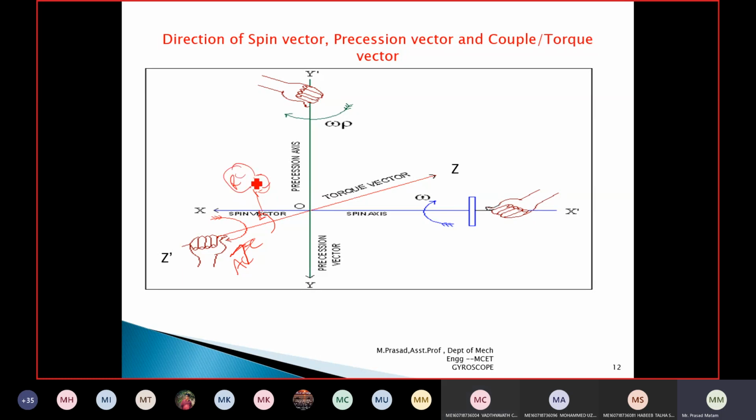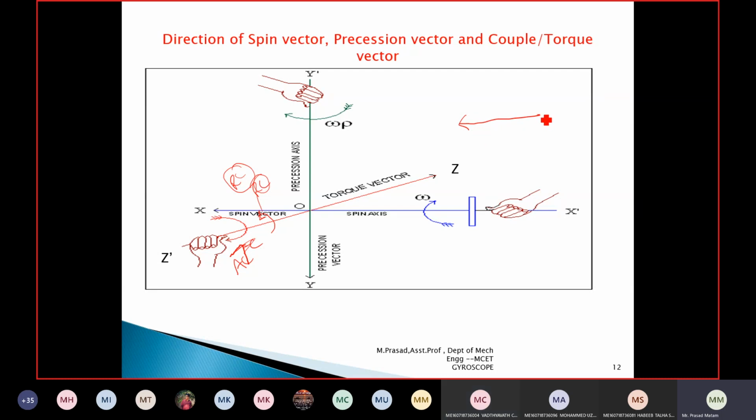Every time we consider the gyroscopic effect only due to the reactive couple. We don't consider the active couple. The gyroscopic effect we consider only due to the reactive couple. Got it? Again, I will explain. This is the spin. When the spin is rotating in clockwise motion, my spin vector will move in this direction. Yes, this is the position of the spin vector which is moving in this direction.